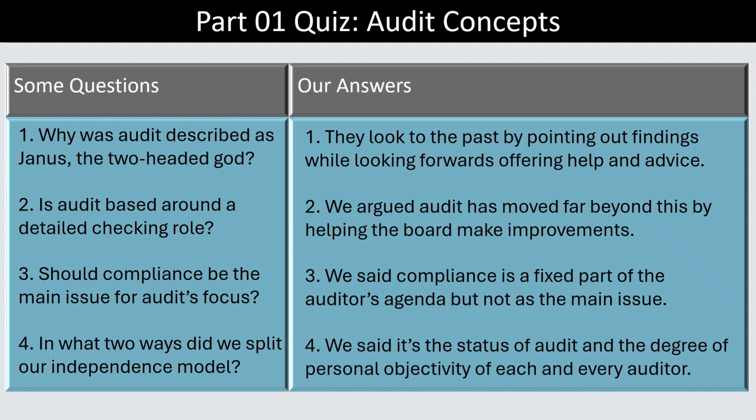We split our model into two main groups: the status of the internal audit function and the personal objectivity of each and every auditor. If you do great work and are fair, balanced, and also impartial, then this is a good start. But audit needs to have the right status for their results to make a difference.